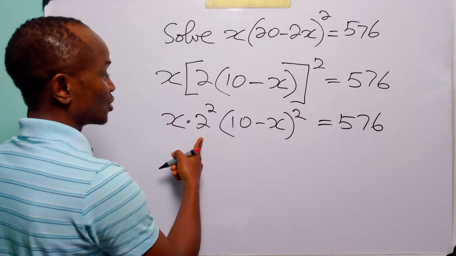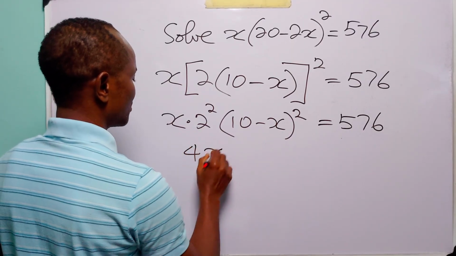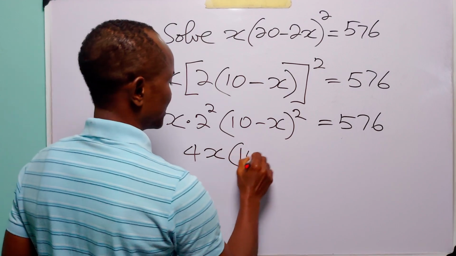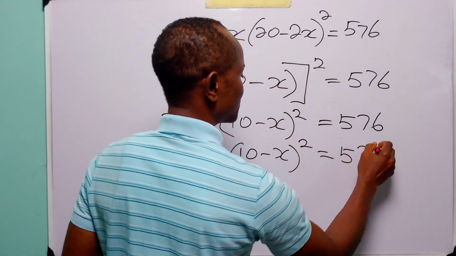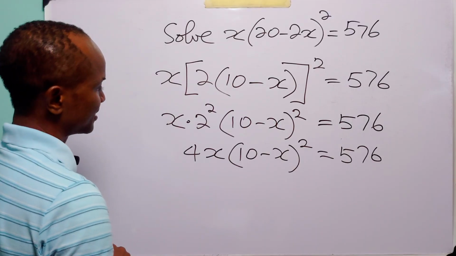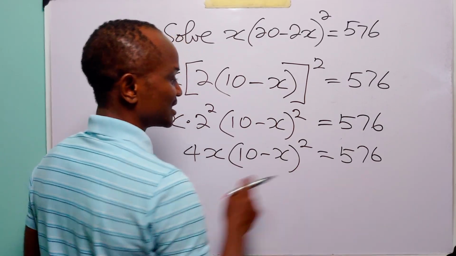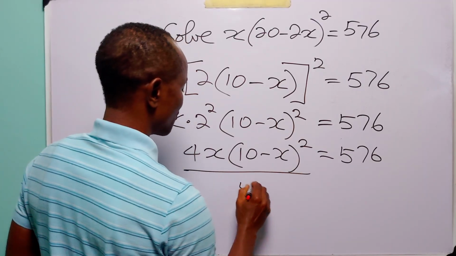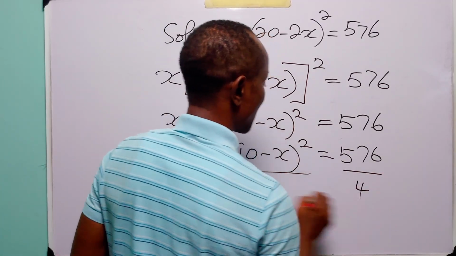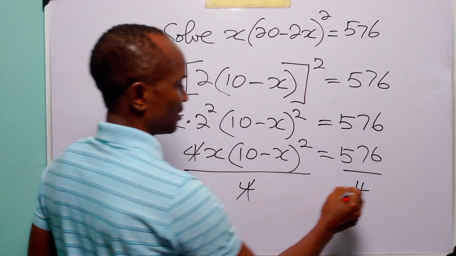Of course, 2 squared is 4. So on the left-hand side, we have 4x multiplied by 10 minus x squared. And this is equal to 576. The next thing we are going to do is to divide both sides of this equation by 4. So here we have this over 4 and this over 4. Of course, this is going to take care of that.